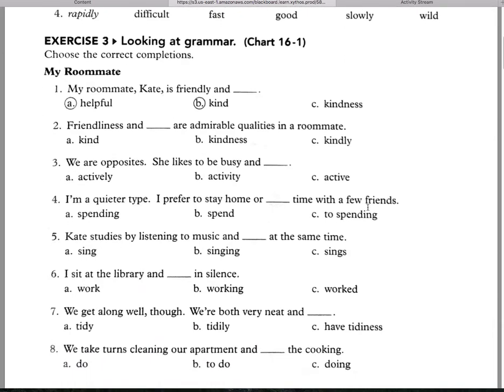Now if we look at exercise 3, it says choose the correct completions. My roommate, Kate, is friendly and, so you say friendly, okay, that's an adjective. Helpful, adjective. Kind, adjective. Kindness is not an adjective. So some of these will have one response. Some may have more than one. Let's look at each of these.